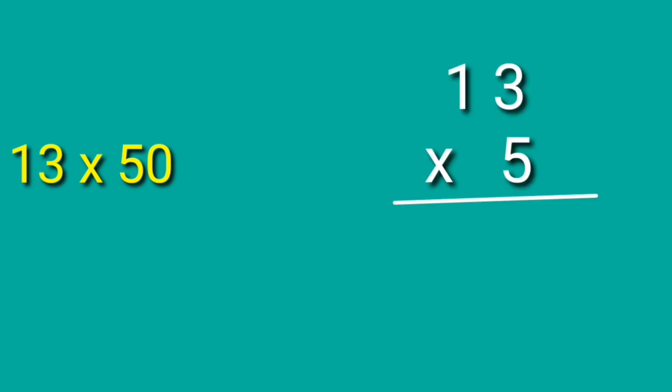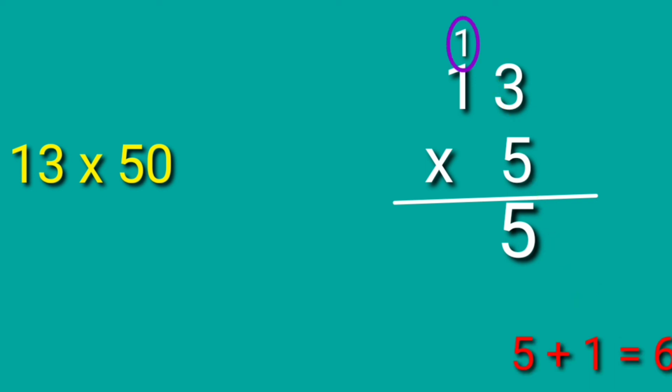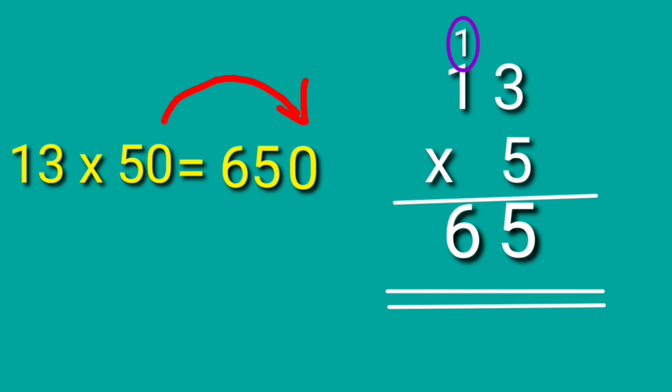Look children, now let us multiply 13 by 50. Children, let us multiply 13 by 5 at the right margin. 3 fives are 15. We write 5 here and this one is carry over. It goes to tens place. Then 1 five is 5. 5 plus this carry over 1 equal to 6. Now we get 65. Then what we want to do? Yes, then we put a 0 to the right of the product. Now we get the answer 650.